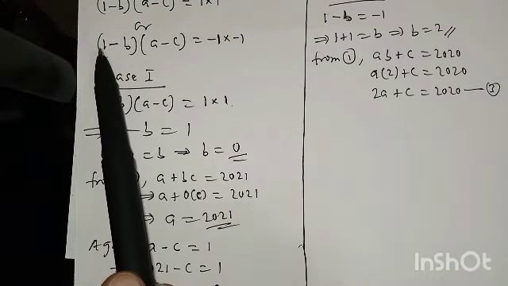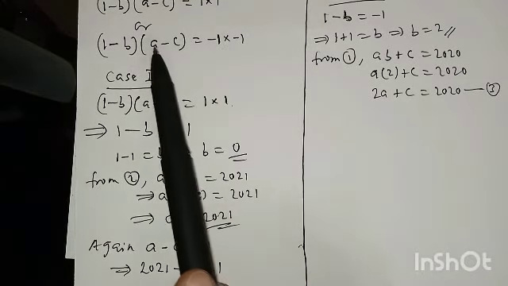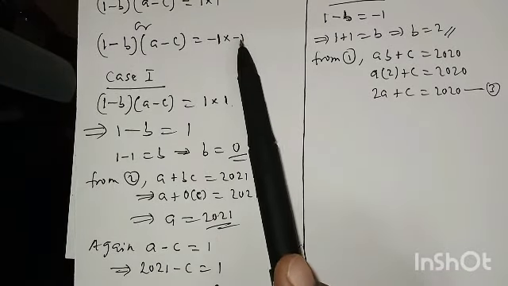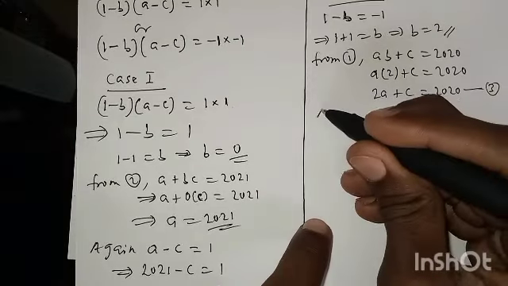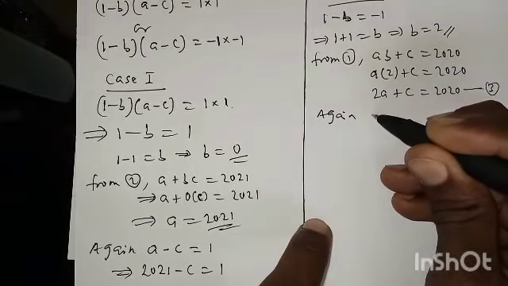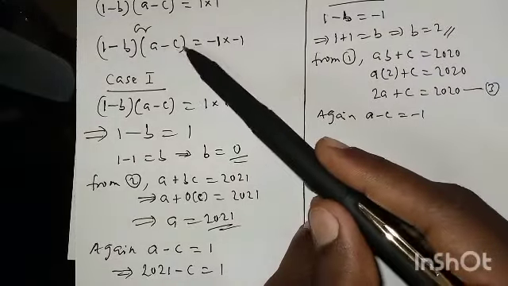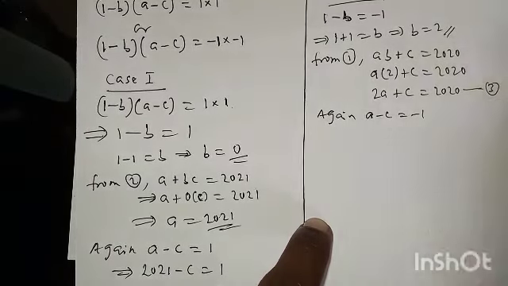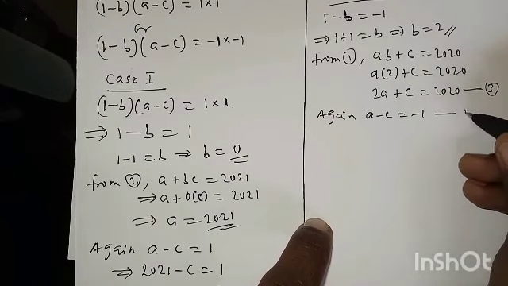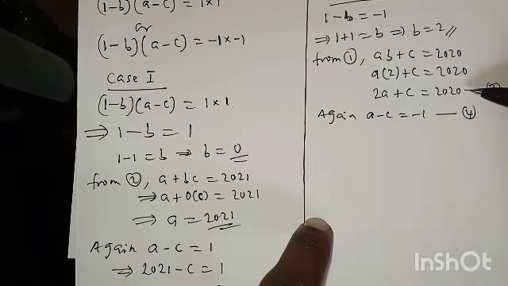Also, we know that since 1 minus b equals minus 1, then definitely a minus c is the same as minus 1 also. Again, we have a minus c equals minus 1 from here. So this means that this is equation number 4. So we compare 3 and 4.